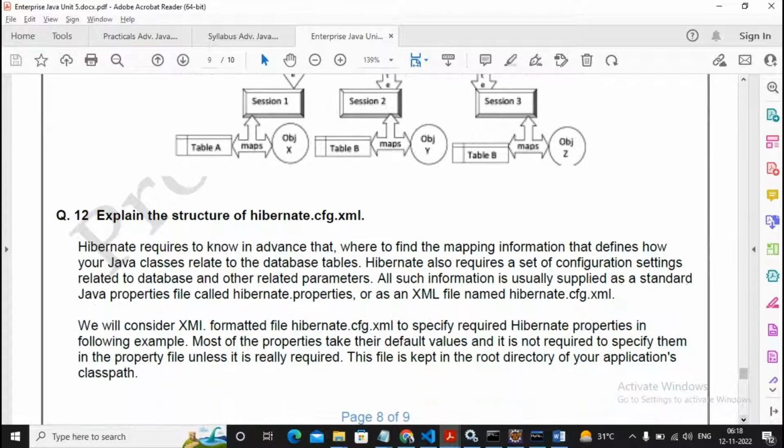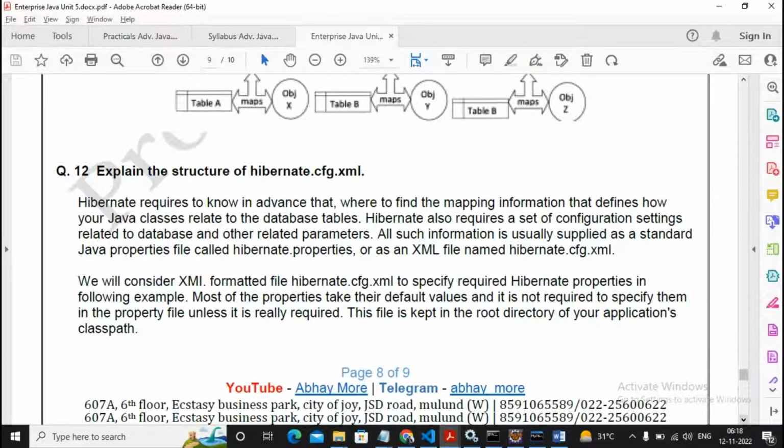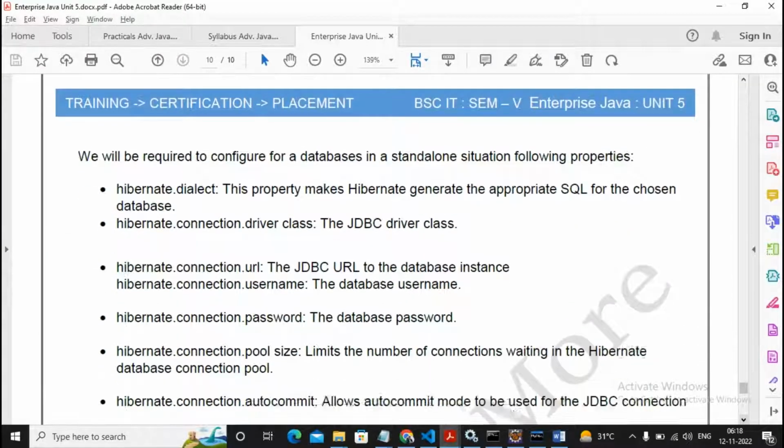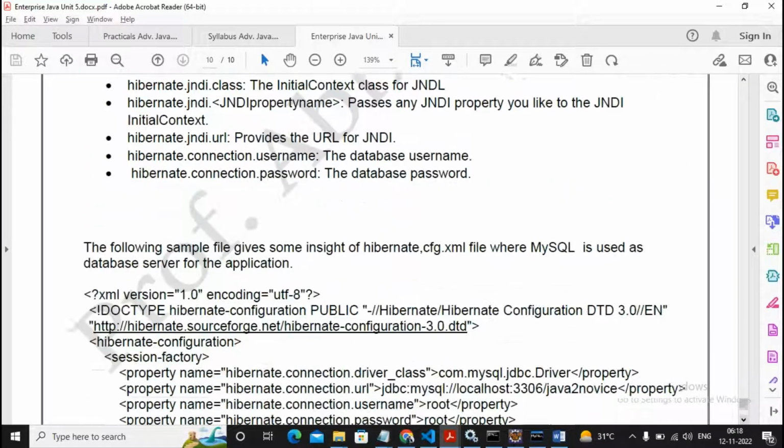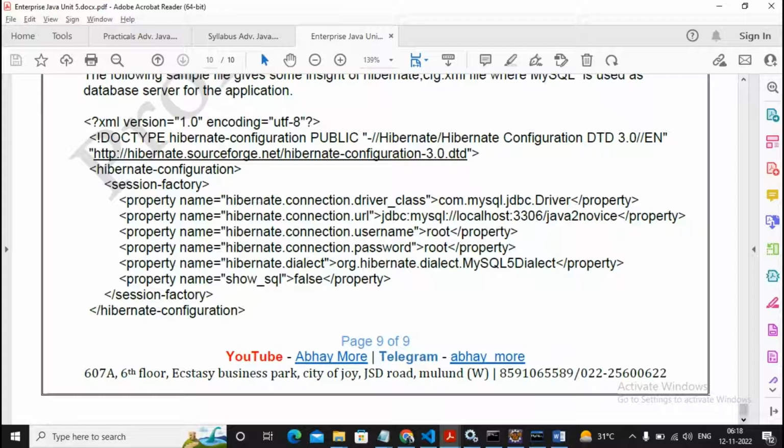Sometimes they might ask you to explain the Hibernate mapping file, or explain the Hibernate configuration file. So you can go for explaining the Hibernate mapping file and Hibernate configuration file.